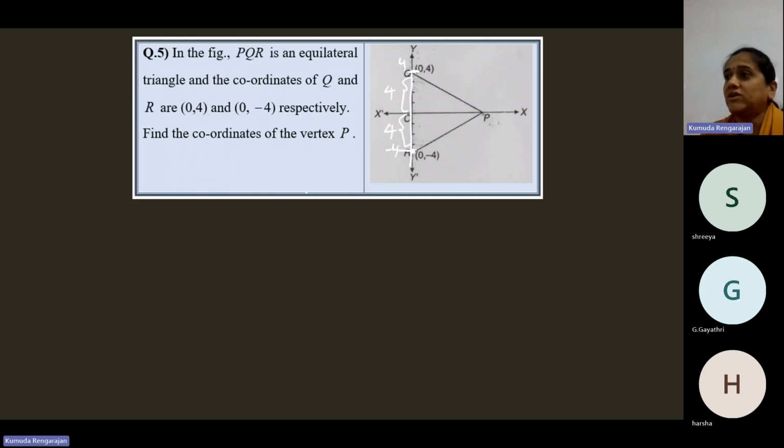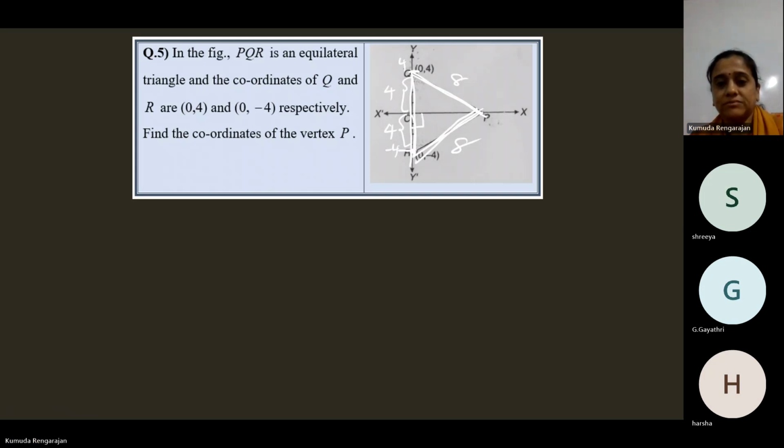And it's an equilateral triangle. So if this is 8, this is also 8. All the sides are equal. Yes or no? Yeah. This side is 8. So this is 8 and this is also 8. So this one is 8, children. This one is 4. This is 4, this is 8. So we'll have to find this one.